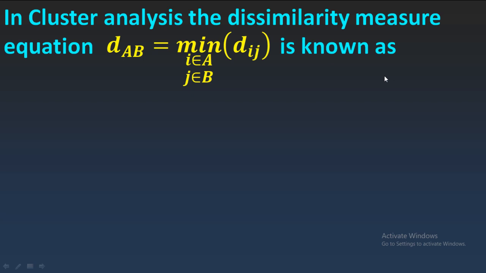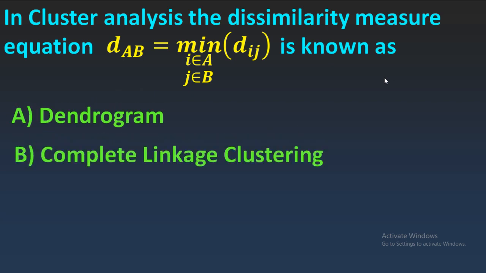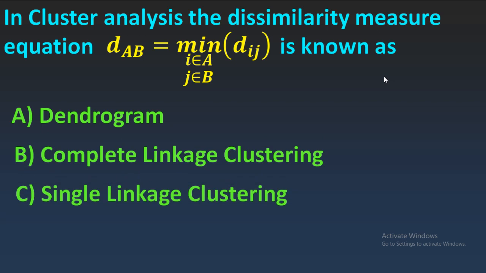The multiple options are A. Dendrogram, B. Complete linkage clustering, C. Single linkage clustering, D. Both B and C. Okay, my dear viewers, let us see the solution.